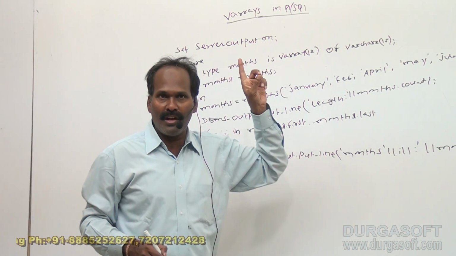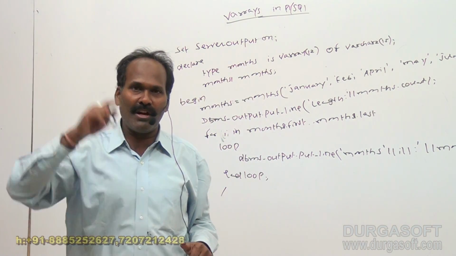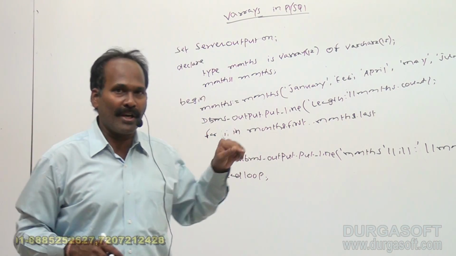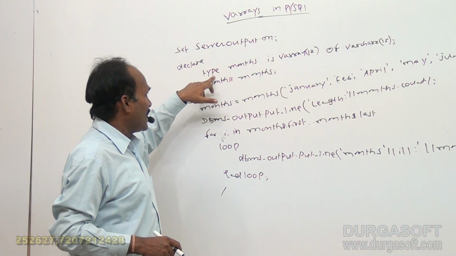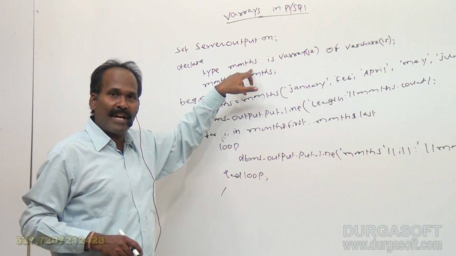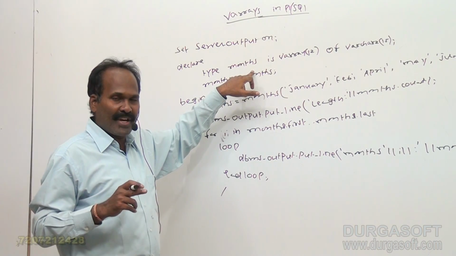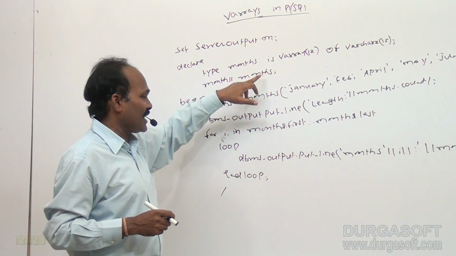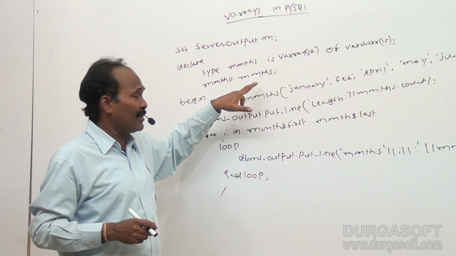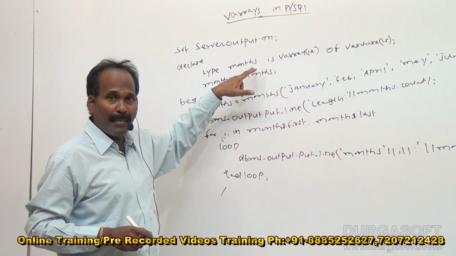In SQL, if you want to create an object, you have to say create or replace. But in PL/SQL, if you want to create a VARRAY, you say it like this: type months. Months is not a predefined type, sorry, it is a user defined name, just like ADDR in the previous example. I am creating a type called months.